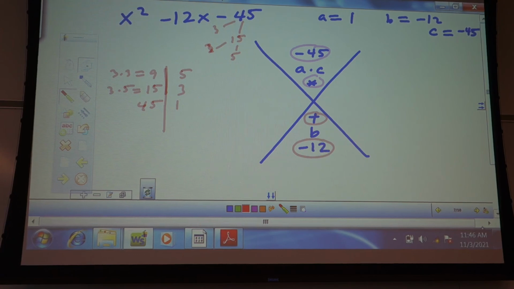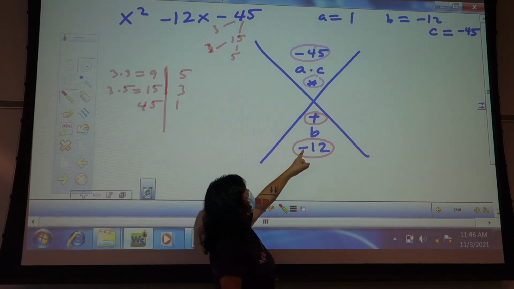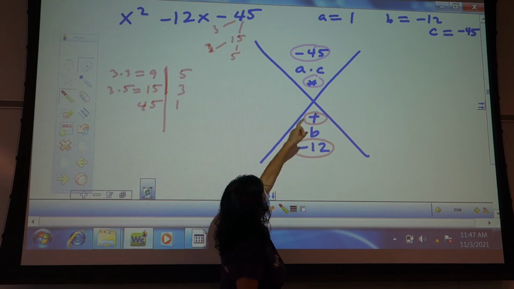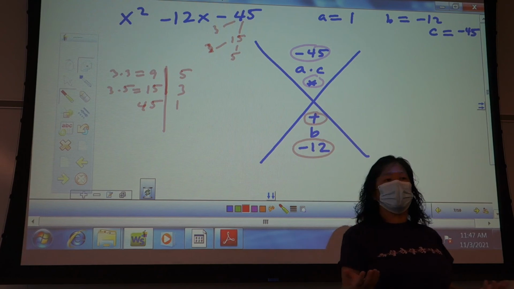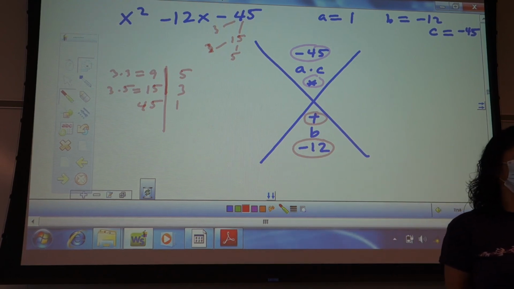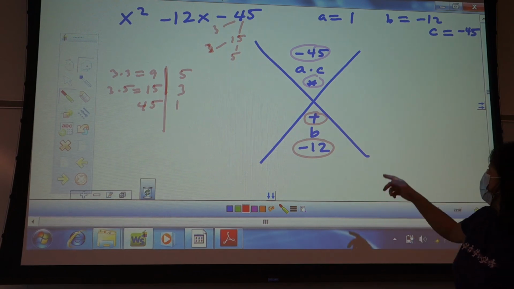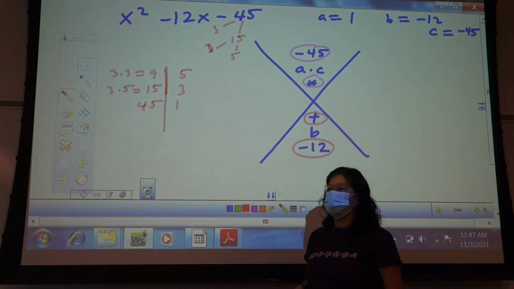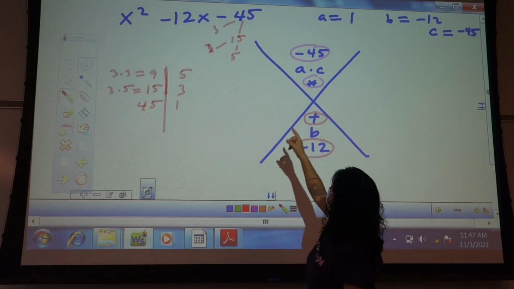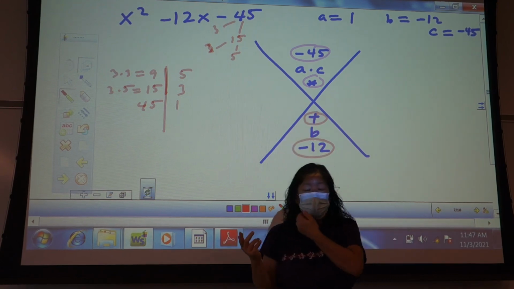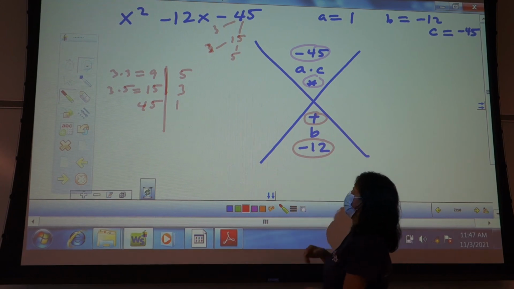Actually, I take it back. The negative 45 up top means that the only way you get a negative when you multiply two numbers is if one's positive and one's negative. That means they have to be different signs. The top number, A times C, tells you whether they're the same sign or different signs. So I need to find the difference of them.